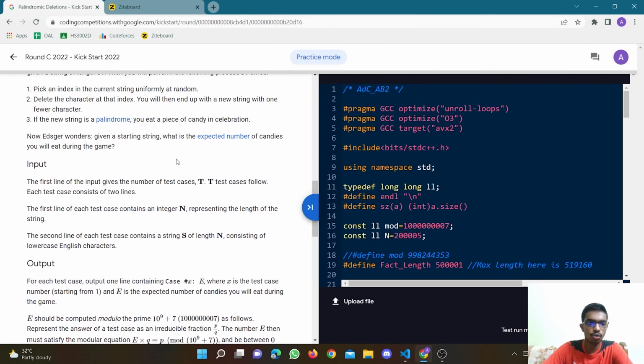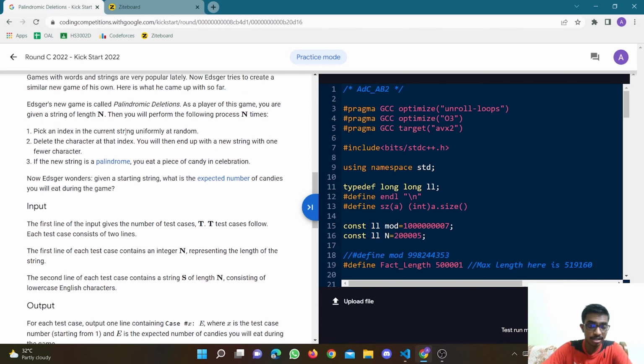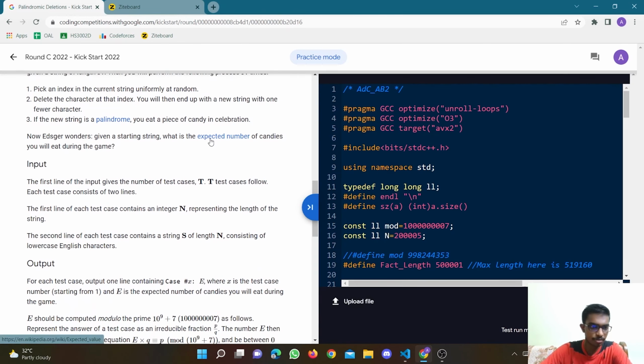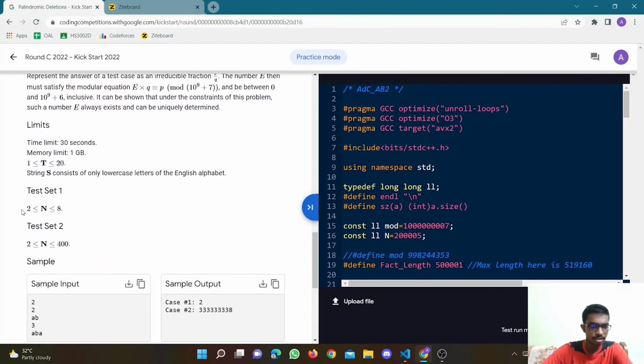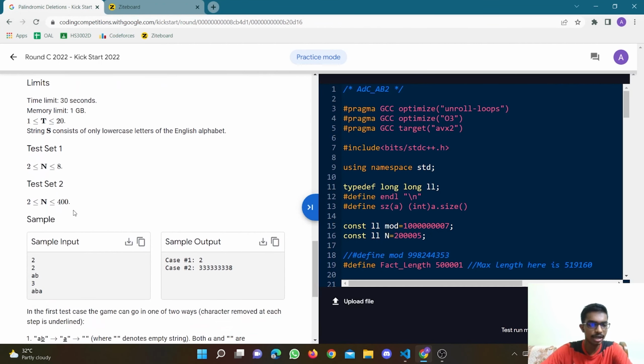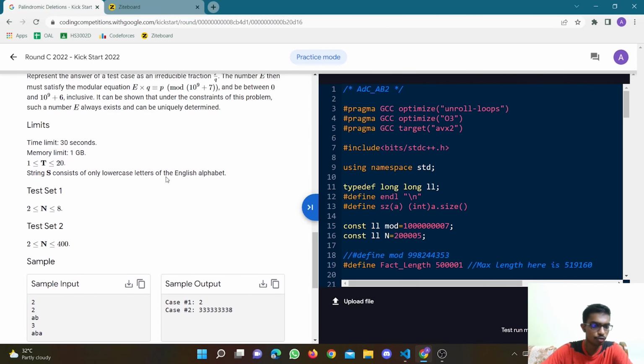So if you check through all possible ways in which you can pick indices from the string and delete characters, you'll eat some number of candies. Now divide this by the number of ways in which you can pick indices in the string and make it smaller and smaller, and that will be the expected number of candies. If we see the constraints, the first one has n going from 2 to 8 and the second one has n going from 2 to 400. So to pass test set 1, we can come up with a brute force way of solving the problem.